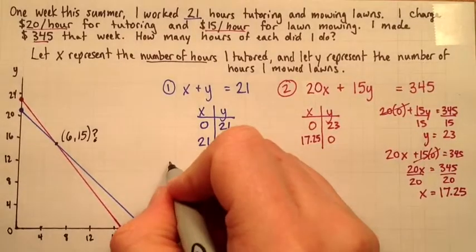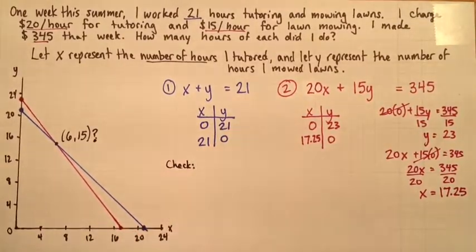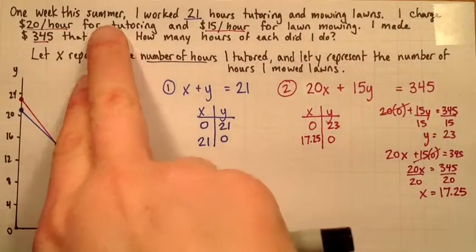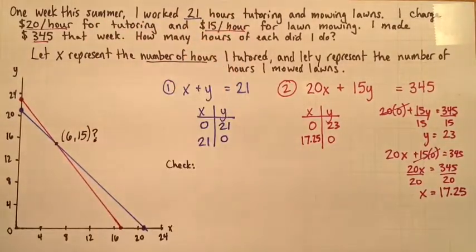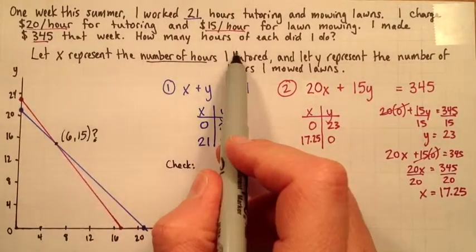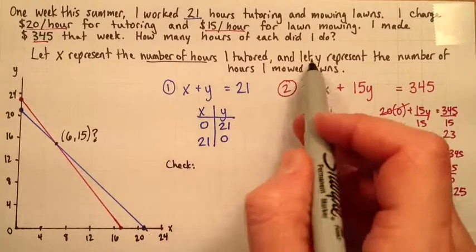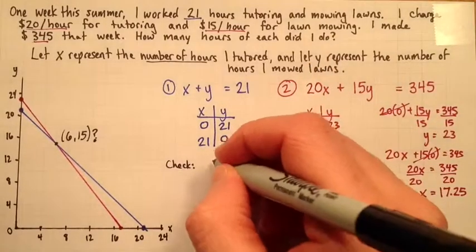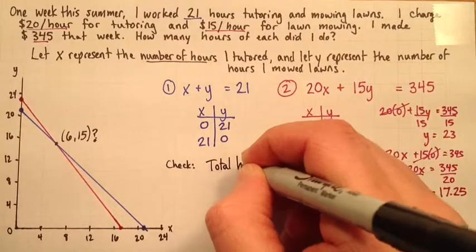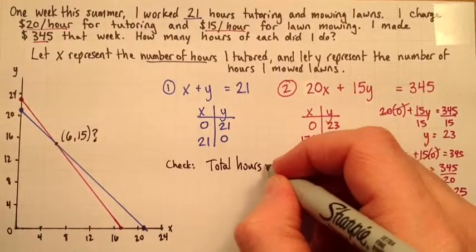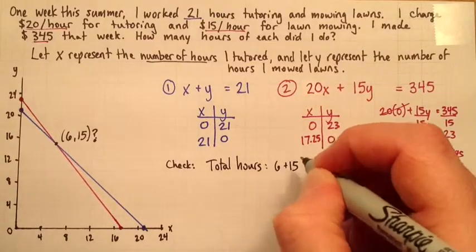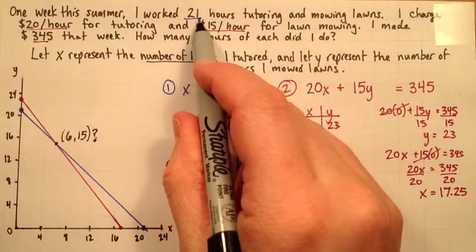And then I'll check here. Actually, maybe in this case it would be easier, instead of checking in the equations with the left side and right side like I did last time, to look back at the situation and see if this makes sense, if these are true. So if it's 6 hours, that would be how many hours I tutored, and 15 would be the number of hours I mowed lawns. So the total hours would be 6 plus 15, and that's 21, and that's what it's supposed to be.